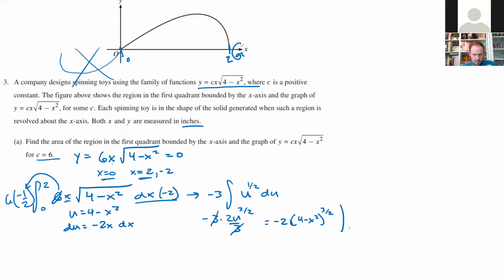And now we're going from 0 to 2. So now I put the bounds back on because I'm back in terms of x. So if I plug in 2, it looks like I'm going to get 0, 4 minus 4 to the 3/2, minus plugging in 0. I'm going to have negative 2 times 4 minus 0 to the 3/2. So this guy here is 0. Those negatives are going to cancel out. Square root of 4 is 2. 2 cubed is 8. 8 times 2 is 16. Hey, that's a nice round area. Cool. 16.